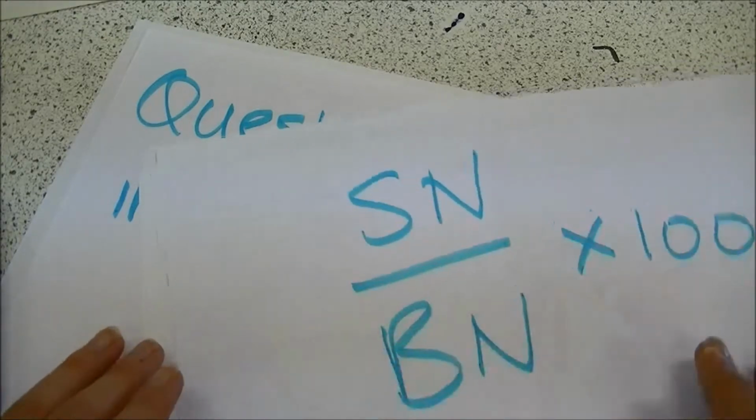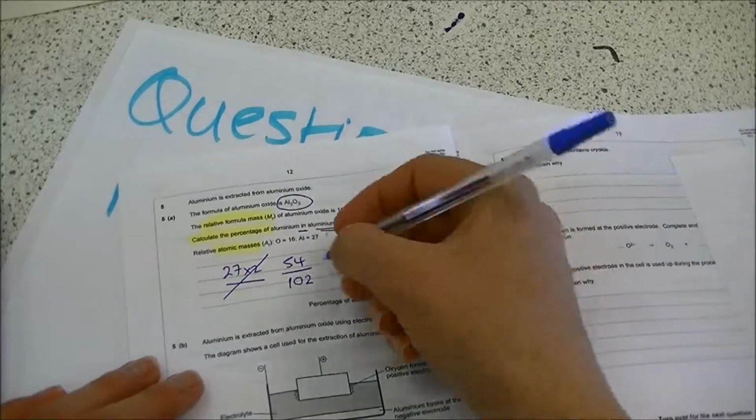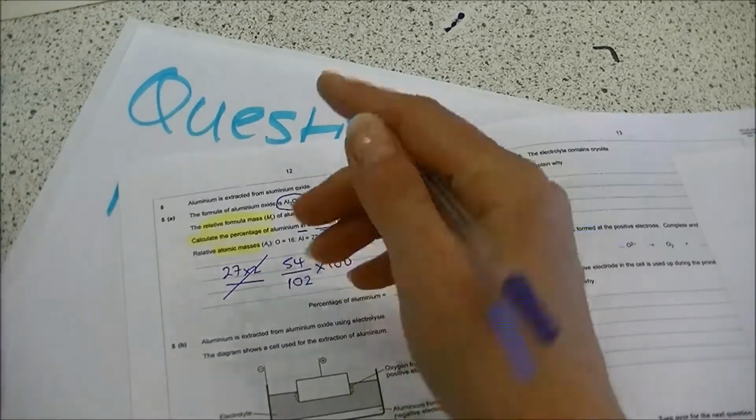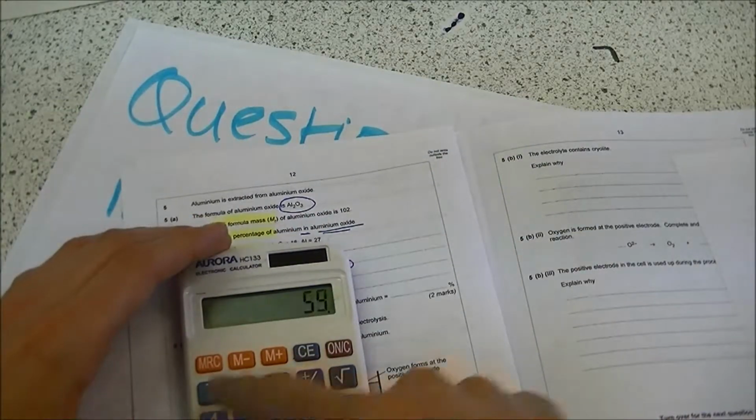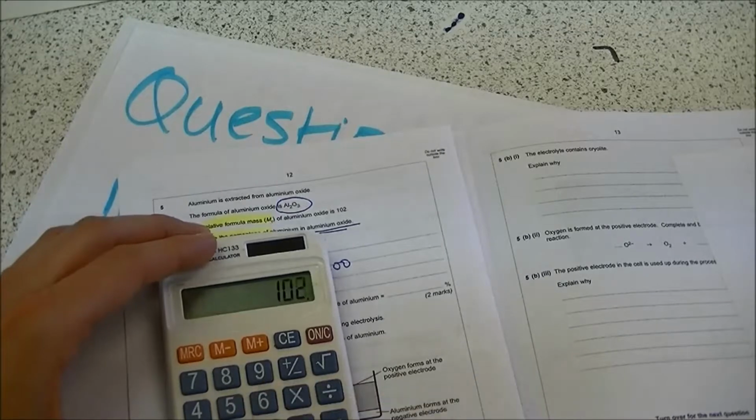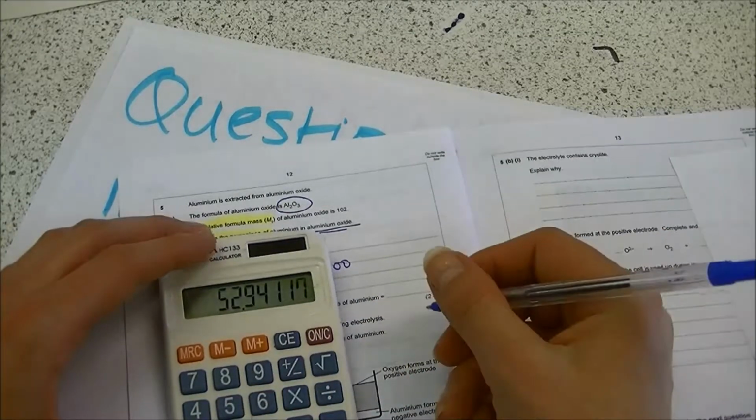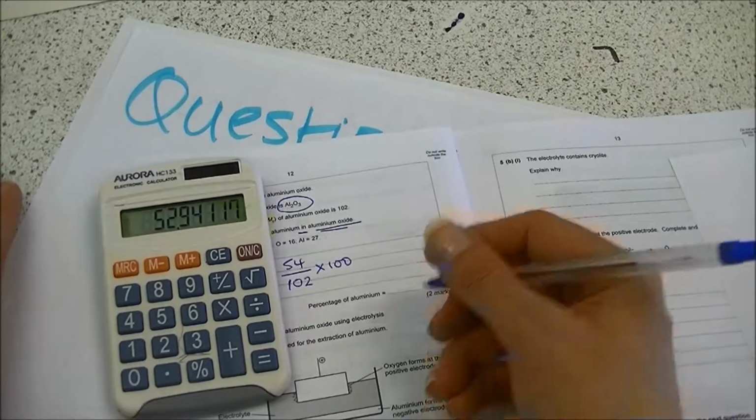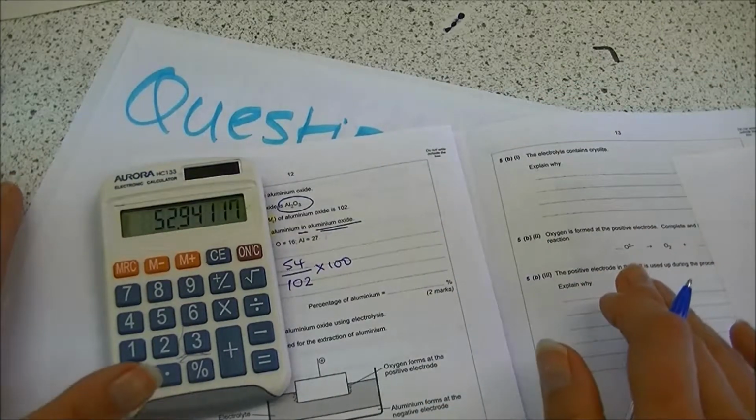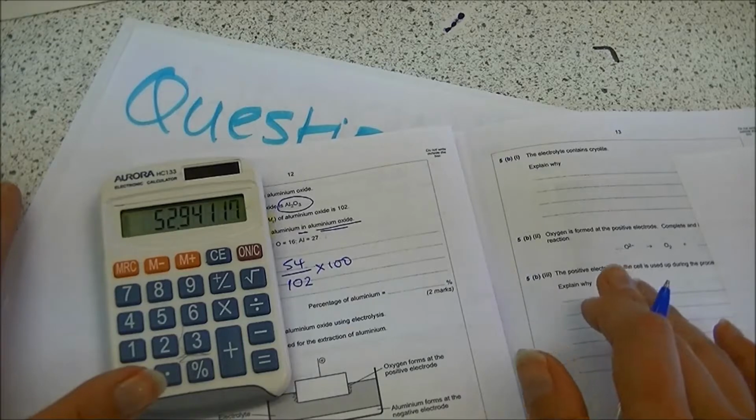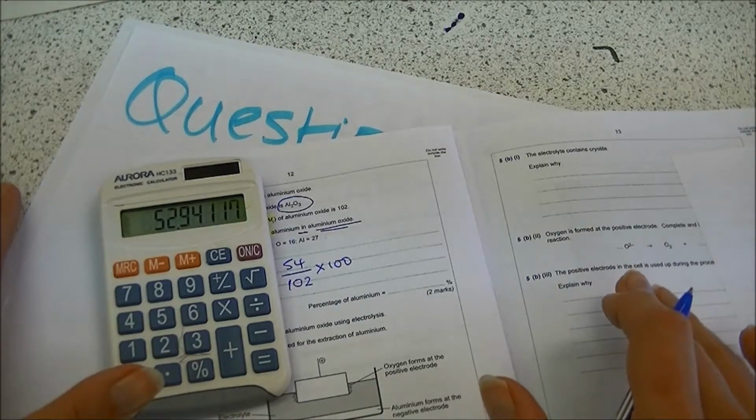So small number divided by a big number times 100. Stick it in my calculator. 54 divided by 102. Press equals times 100. I've got 52.94. Again, I'm expecting that number to be less than 100, because I can't have more than 100% of a chemical.